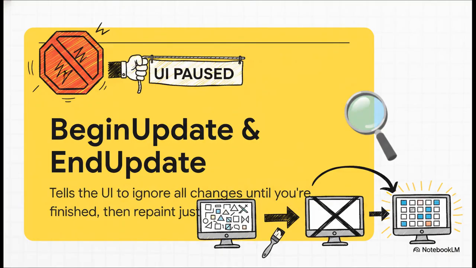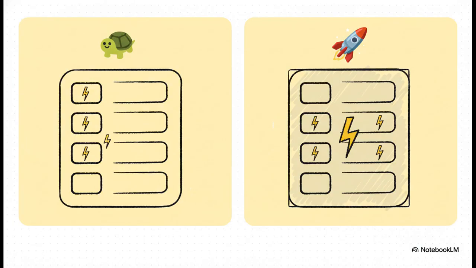So here's how it works. Calling begin update is just like hanging a do not disturb sign on your UI component store. You're telling the interface, hey, listen, I'm about to do a whole lot of work in here. Just ignore everything until I say I'm done. You can then add, delete, or change thousands of items, and the UI won't even blink. Once you're finished, end update takes the sign down, and that triggers one single super efficient repaint to show the final result.